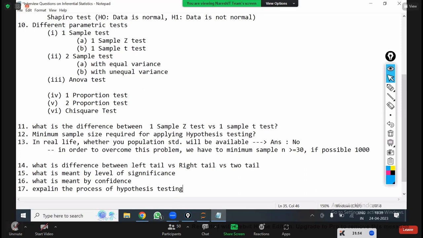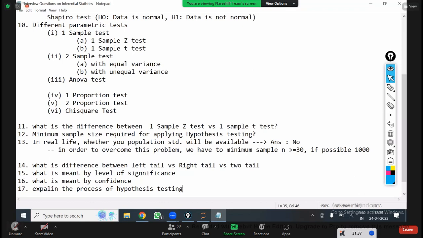Okay, that is 18. Now, how to select which test to be done? How to select the test for the given problem?